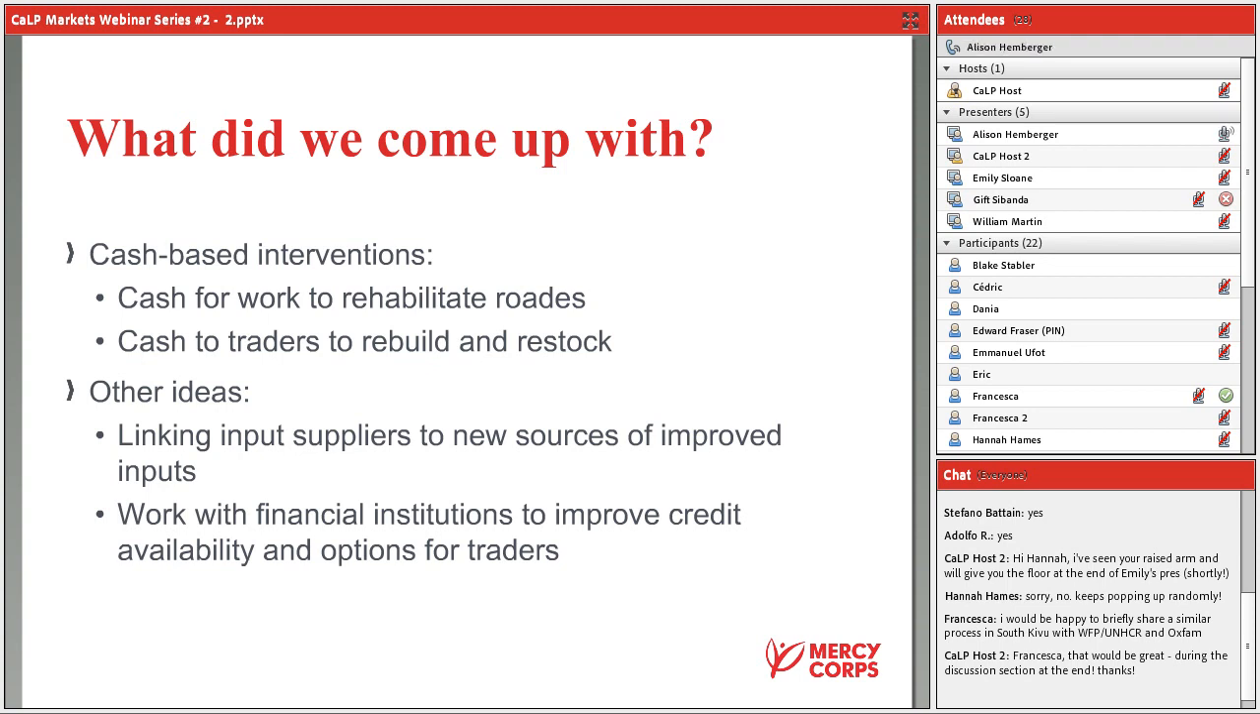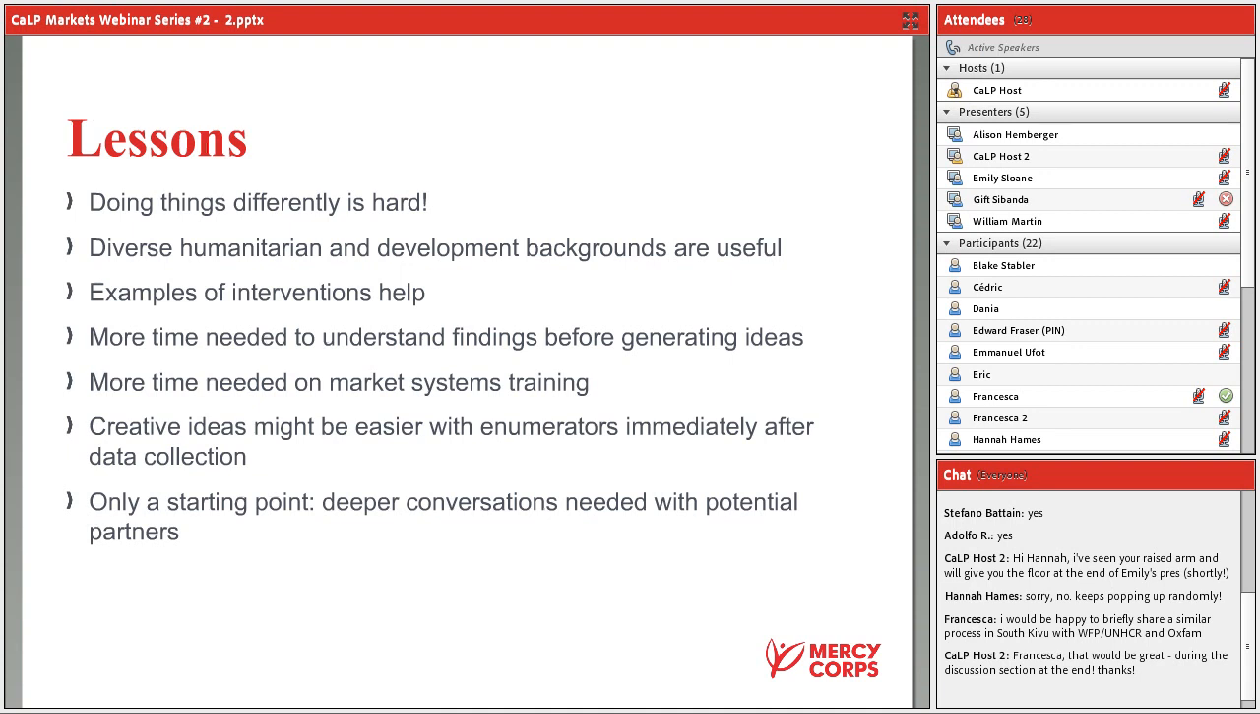We also had some other ideas, like linking input suppliers to new sources of improved input. And this is still possible in a recovery timeframe, or working with financial institutions to improve the credit availability or the options for traders. You can see how we are blurring those lines between what we would think of as the development interventions and humanitarian interventions. And recognizing that that's not because we're doing development work, but we're actually trying to take some of those principles and think about what they mean for recovery.